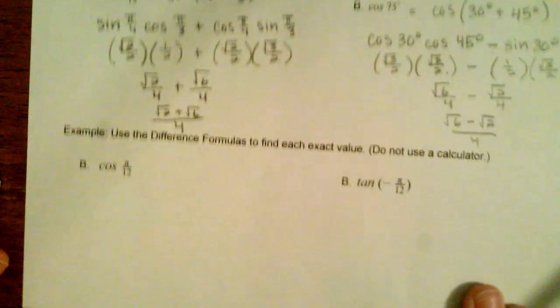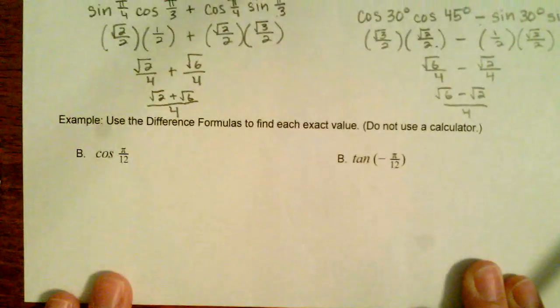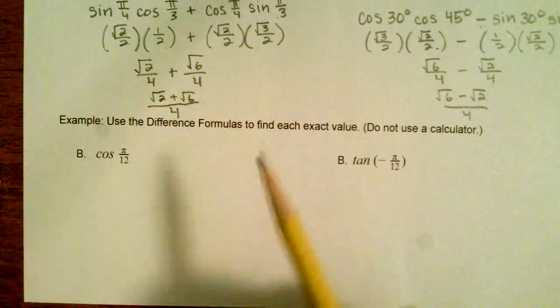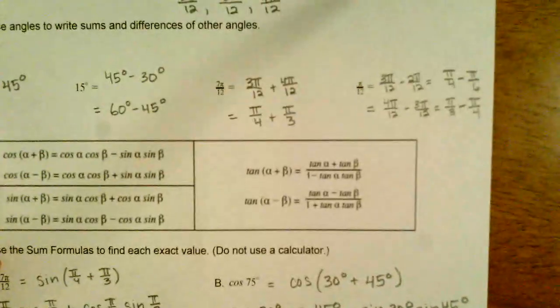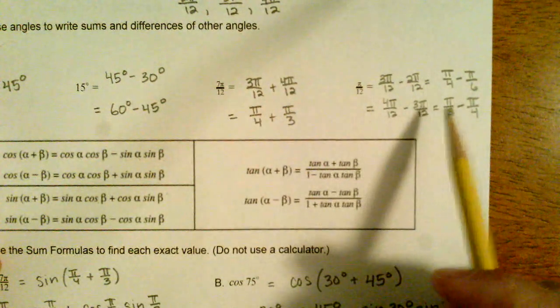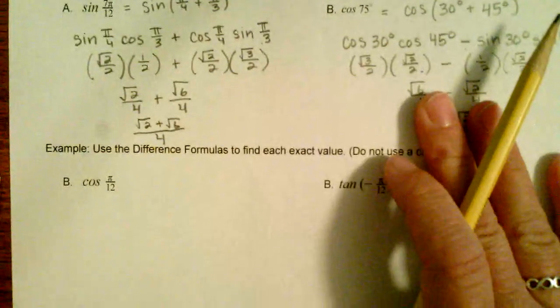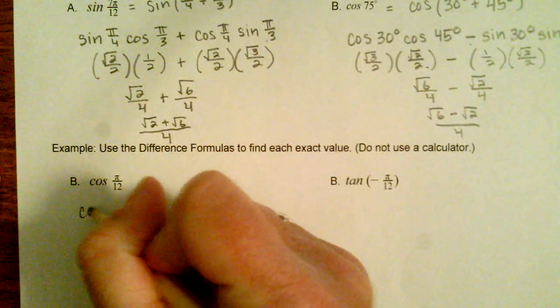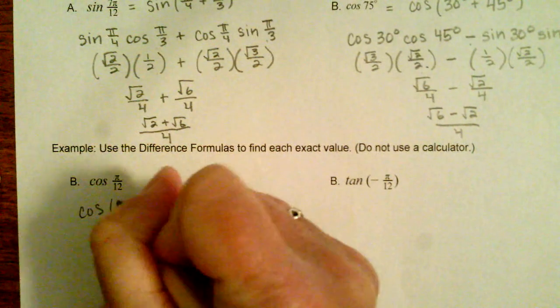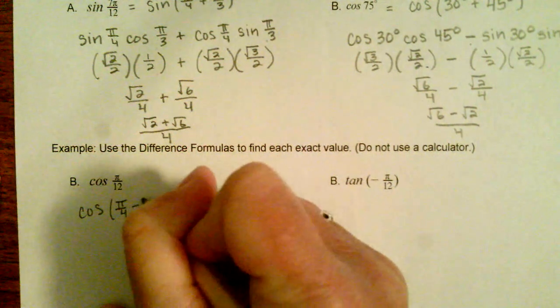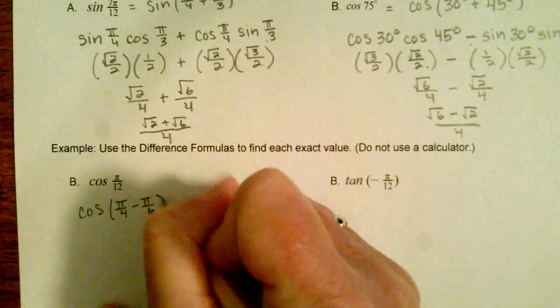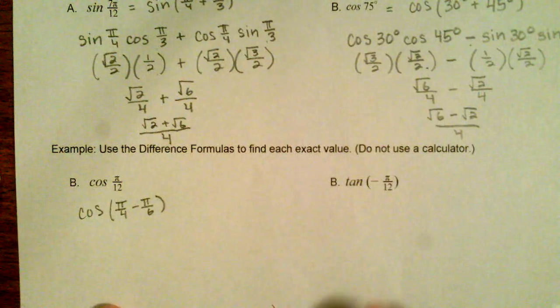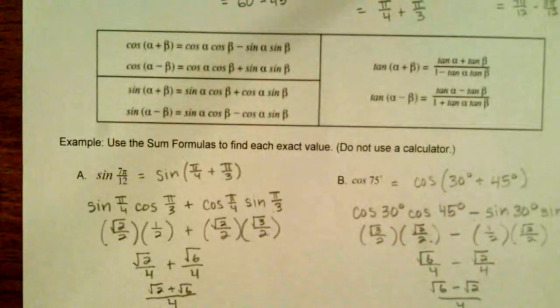Okay, so next we are going to use the difference formulas to find each exact value. So again, we found this above for pi over 12. You can use either one. Okay, I'm going to use our top one, pi over 4 minus pi over 6. So this becomes cosine of pi over 4 minus pi over 6. And again, I'm looking up above at my formula. I want to use my cosine of a difference.